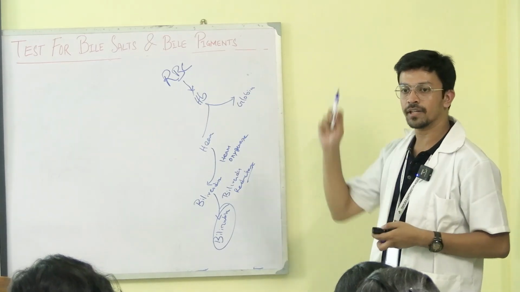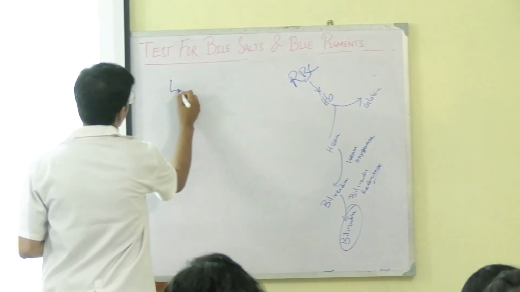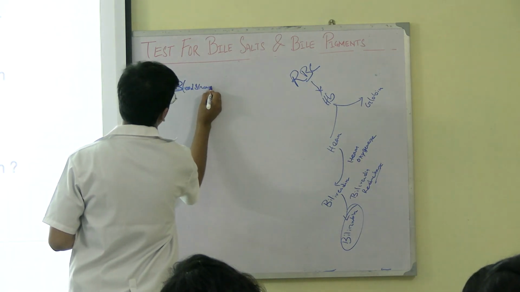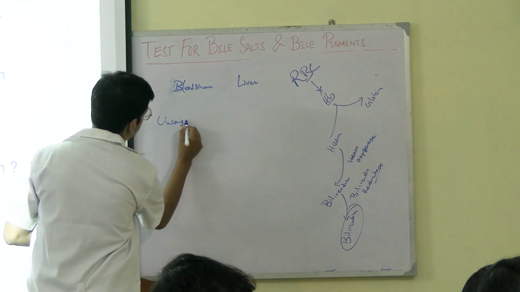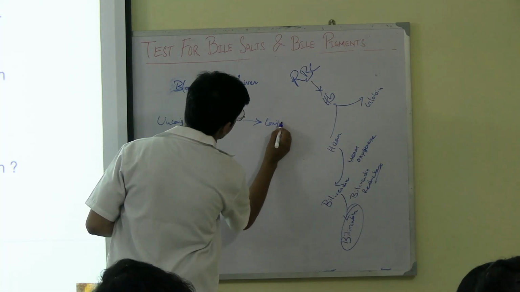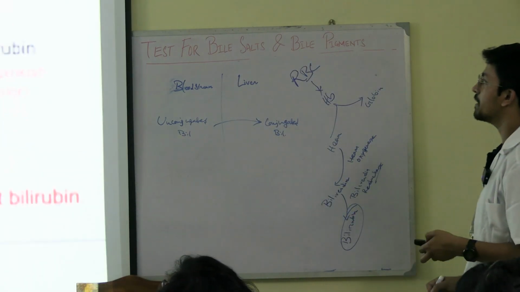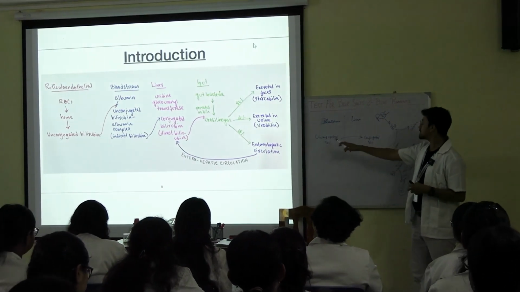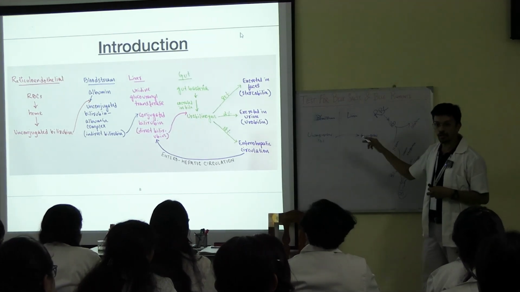Now, ma'am, you had a defect in understanding indirect to direct. Let me first write it down. First in the bloodstream, and then in the liver. In the bloodstream, we have unconjugated bilirubin. In the liver, it is getting converted into conjugated bilirubin. I'm going back to that slide again. In the bloodstream, what is there? Unconjugated bilirubin. It converts into conjugated bilirubin with the help of an enzyme. What was that enzyme? Uridine glucuronide transferase.